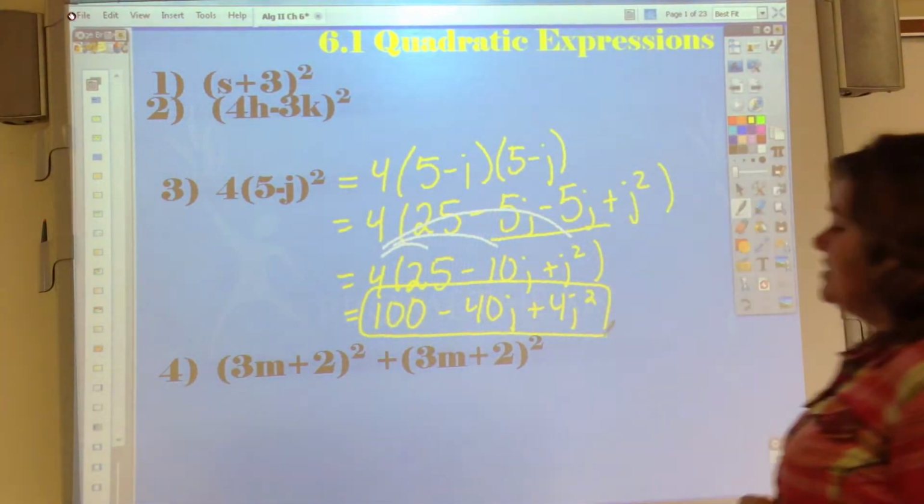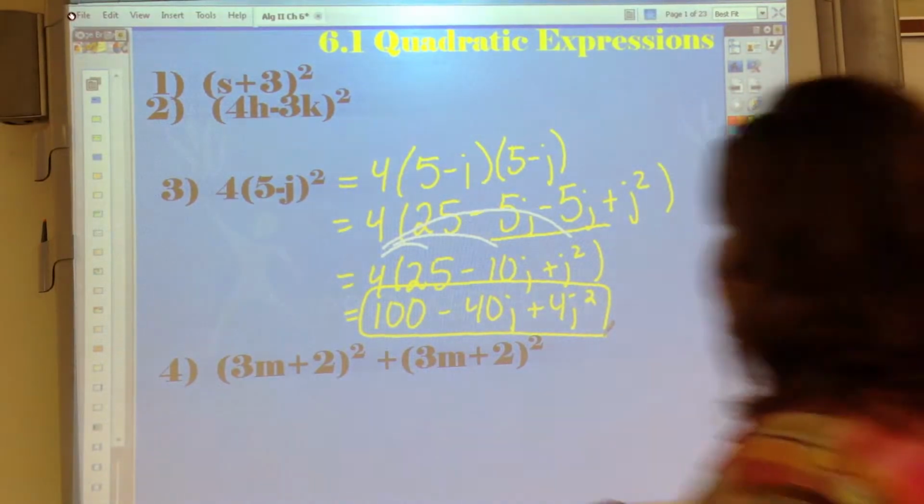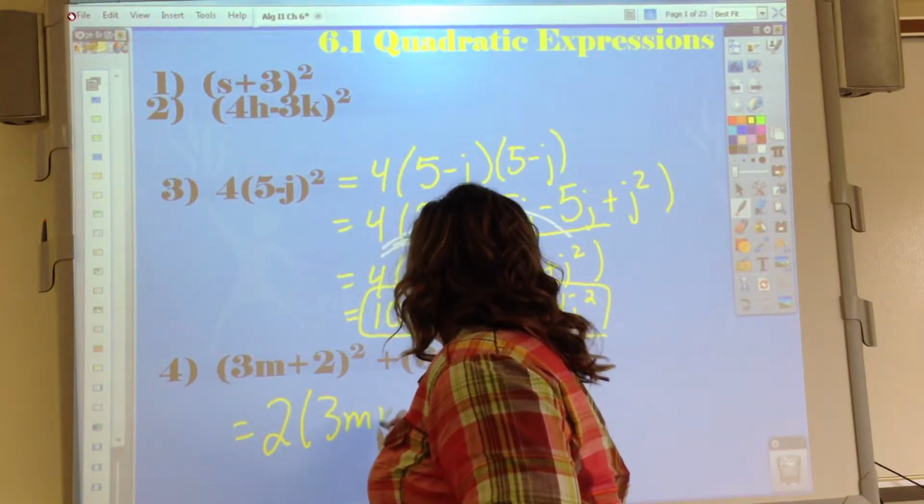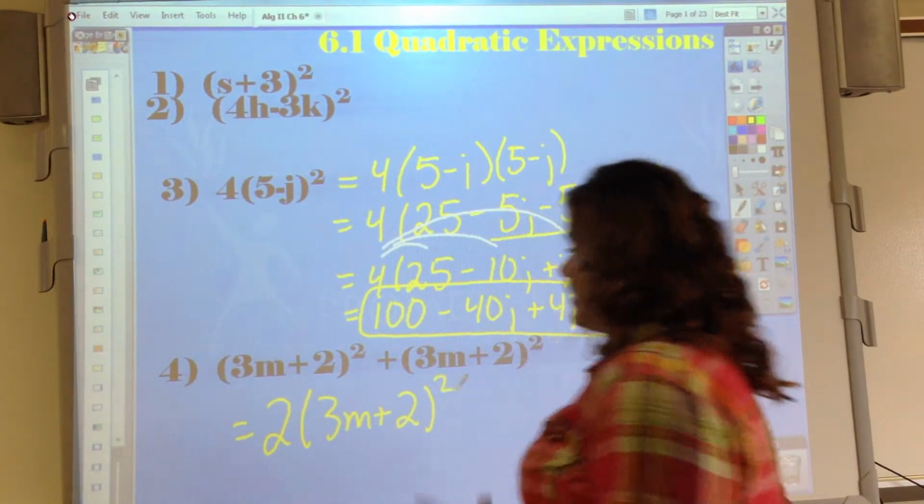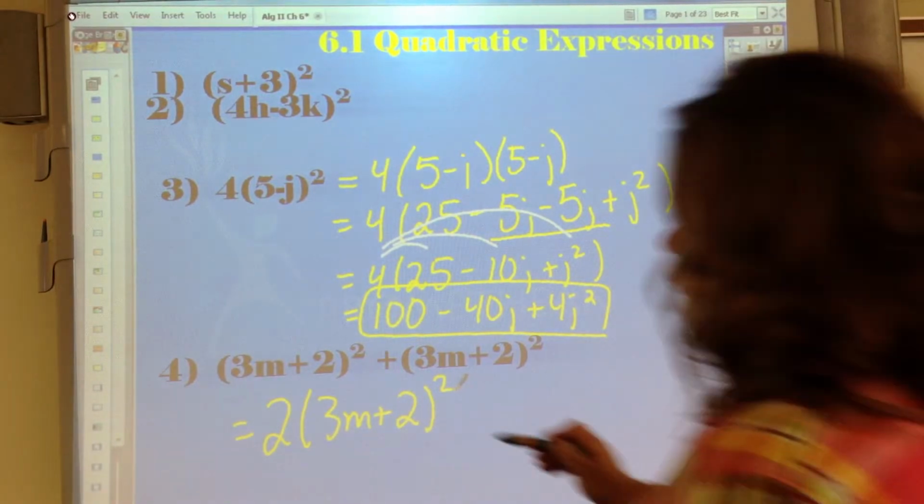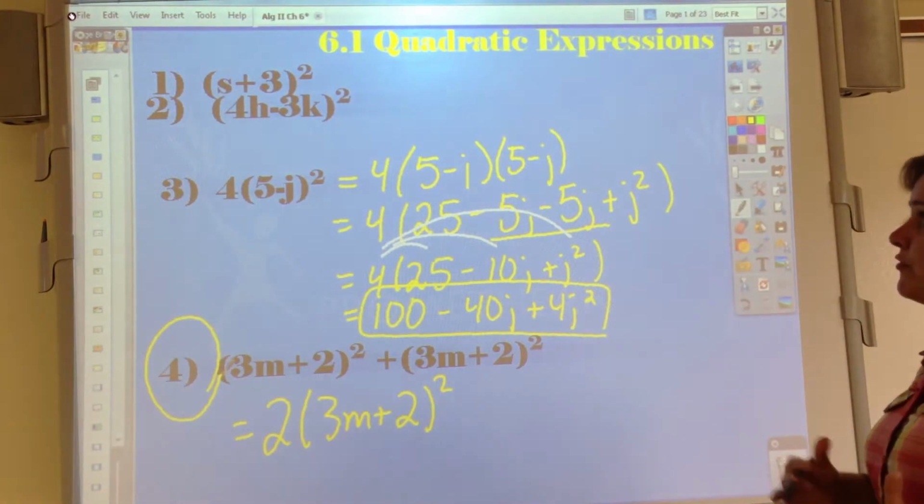And I am done. Let's try number 4 together. What do you notice about it? I have two polynomials that are exactly the same. So I can combine them together to get 3m plus 2 squared, because I have two of those. Now I'm going to go through the operations that I just did above. I'd like you to go ahead and try this number 4 for tomorrow, and bring that on a separate sheet of paper for me.